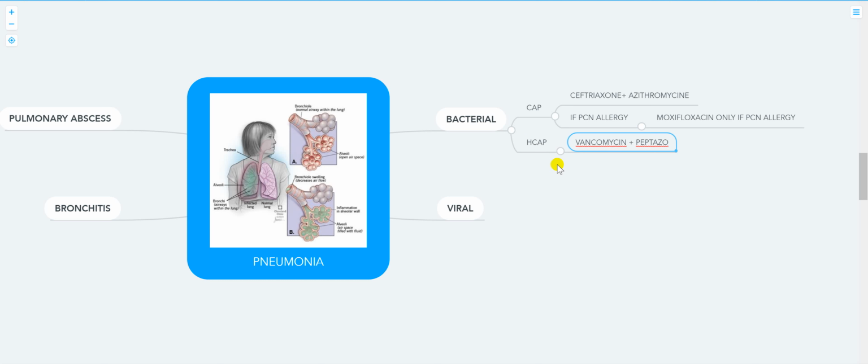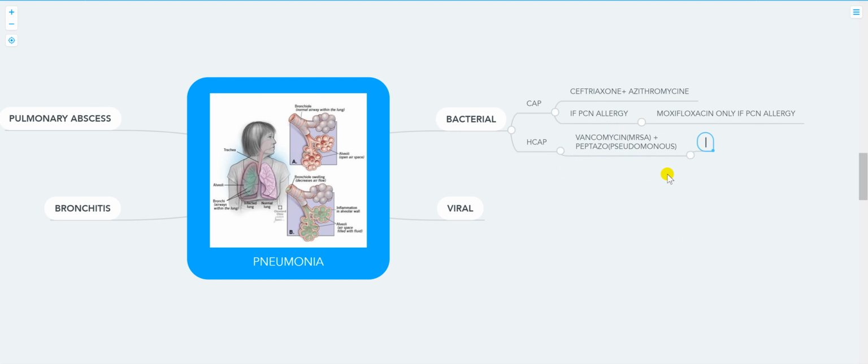Peptazo is usually for Pseudomonas, because that's what we're worried about in the hospital, and vancomycin is usually for MRSA. But then we could add Cipro to that if they're so sick.